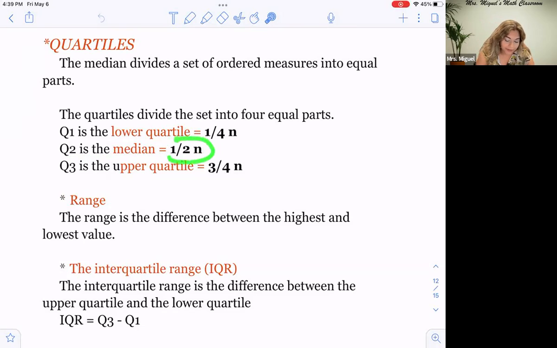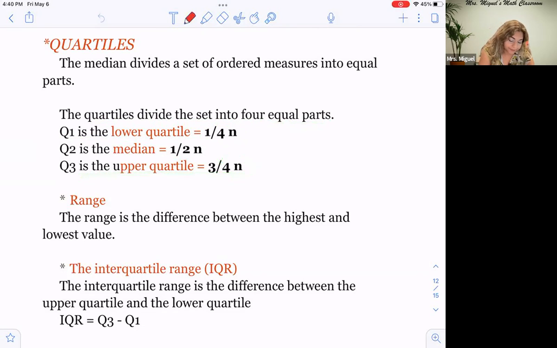So the median is a half of N, but the median isn't really the 30th or the 50th value. You have to go on the chart and see where that lies, and that will give you the value of the median. Now, the lower quartile is a quarter of N because the quartiles divide the data into 4 parts. So we have lower, median, and upper, and the upper quartile is 3/4 N.